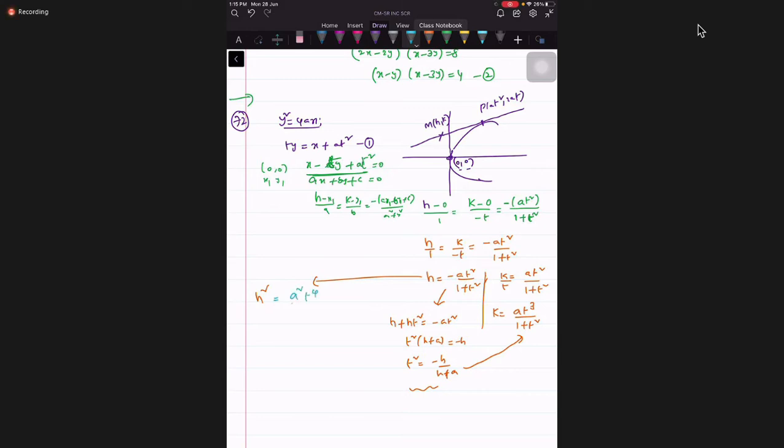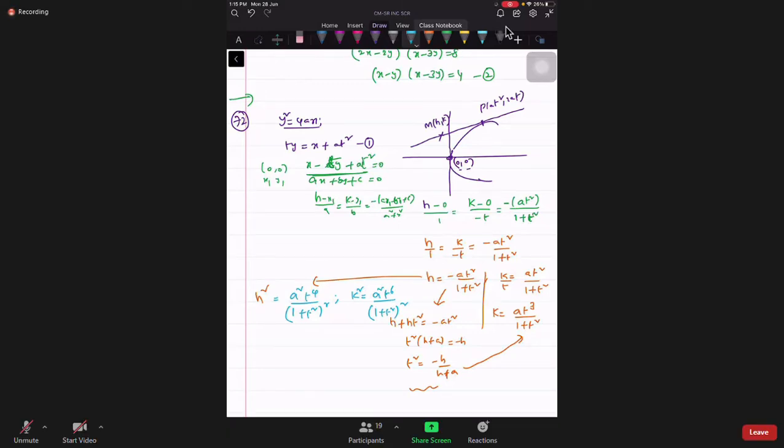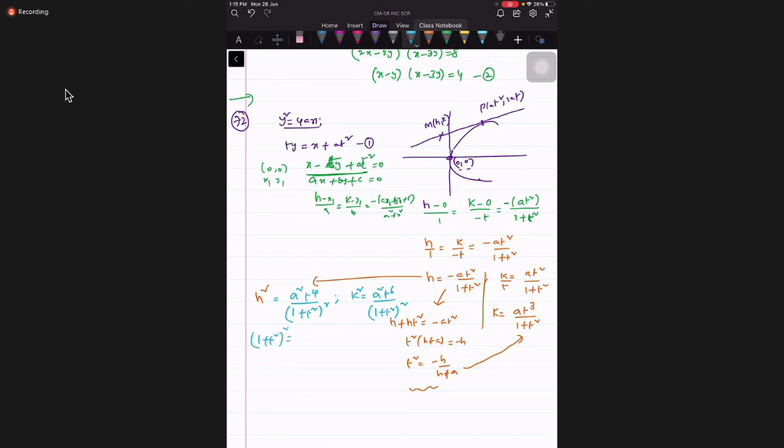h square is a square t power 4 divided by (1 plus t square) the whole square. And what is k square? k square is a square t power 6 divided by (1 plus t square) the whole square. You can equate the denominators of both. What are the denominators of both? (1 plus t square) the whole square. You can take it from here.